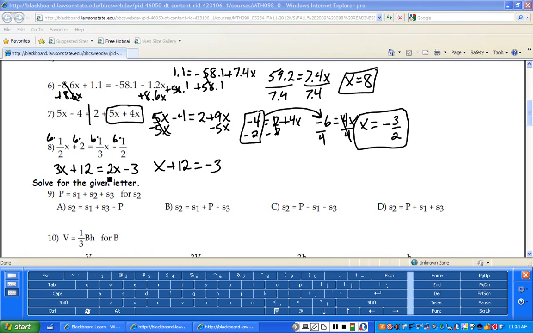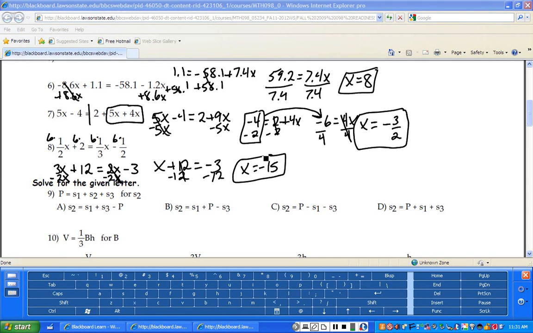Again, I subtracted 2x, so minus 2x. They cancel. So it just left the negative 3 on the right hand side. 3x minus 2x gave me the 1x plus 12. There it is. So now subtract 12, cancels, x equals negative 3 minus 12 is a negative 15. Okay, so there's your answer for problem 6, 7, and 8.